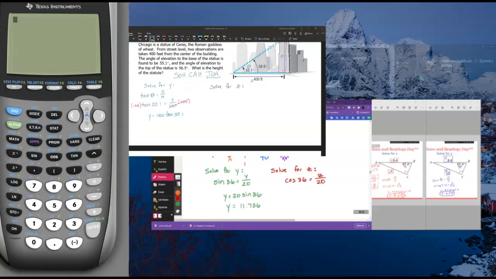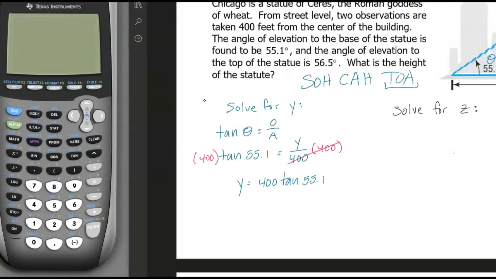And I pull out my calculator, making sure it's in degree mode, which mine is. By hitting mode, you can check. 400 tangent 55.1. And we have 573.39.